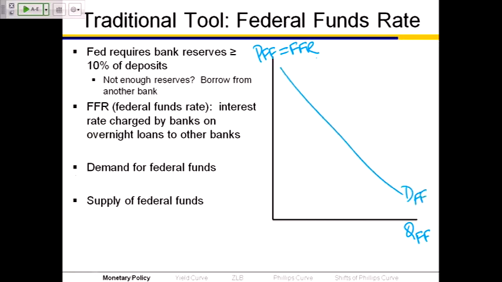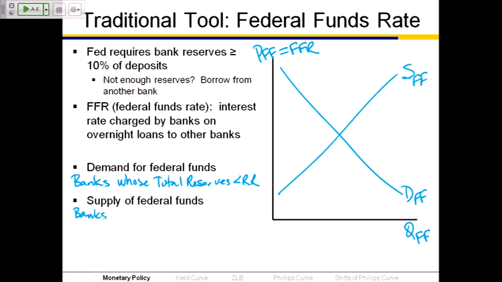The demand for federal funds comes from banks whose total reserves are less than their required reserves. So I'll use RR to stand for required reserves. The supply of federal funds, some upward sloping supply line, comes from banks who have some excess reserves, so banks whose total reserves are greater than their required reserves. I'm not using TR as my shorthand for total reserves because we already use TR to stand for transfer payments. So if you want to put TR on your notes as a shorthand for total reserves, just make a big note in your margin that TR has a different meaning in the notes you're taking today than it had in the notes that you took 2 weeks ago.